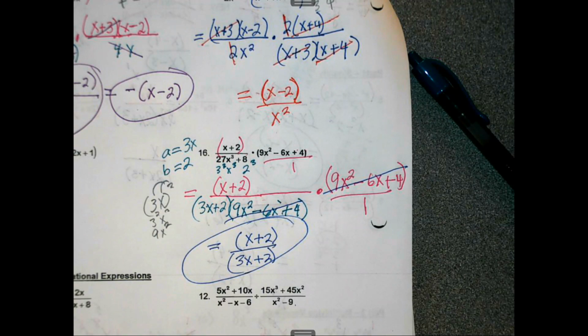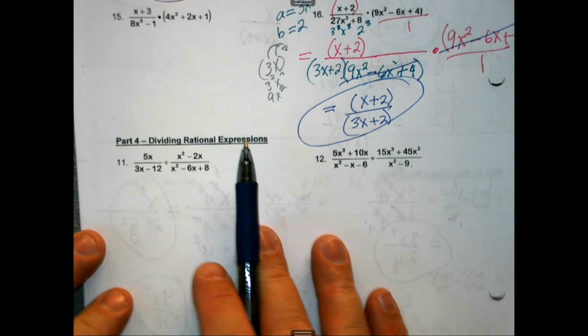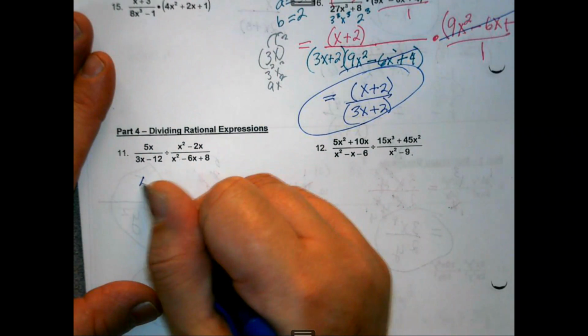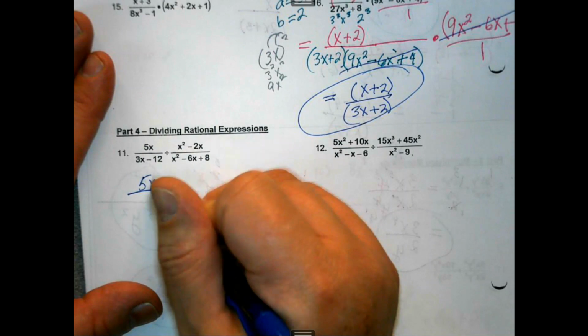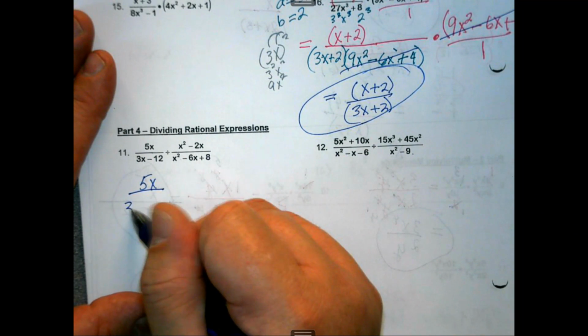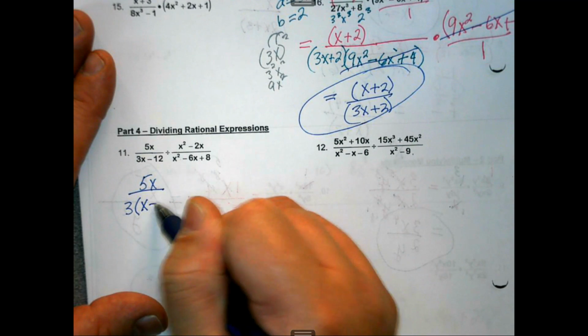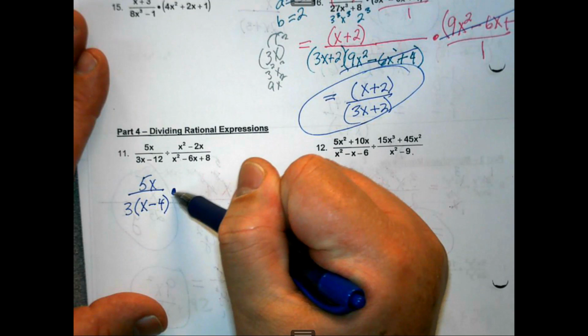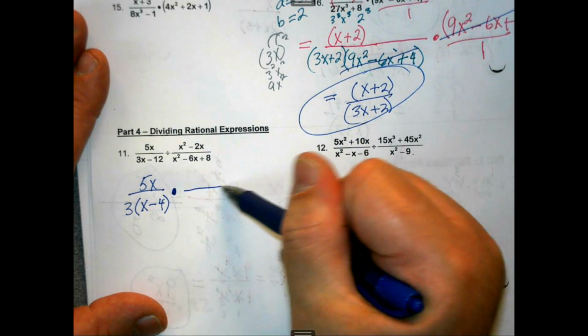Last section. Actually, part 4 is just the exact same thing as part 3, except you have to do what? We're dividing fractions. So remember? Flip them. So yeah, flip the second one. So 5x, and even if you want to, while you're writing it down, you may want to go ahead and factor it. Say I can take out a 3, leaves me with x minus 4. We change the division to multiplication, and then we flip this one.